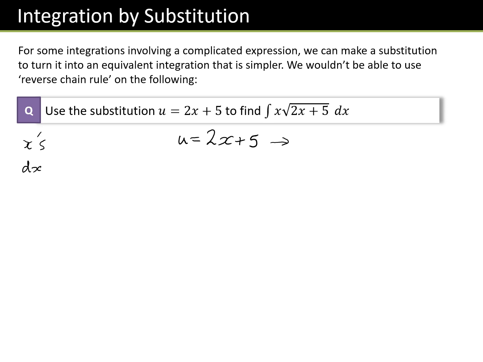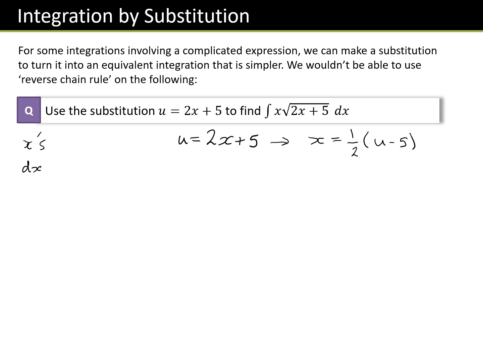Rearrange this to get x, so you'd get x equals a half lots of u minus 5. Okay, so we can substitute in that x there.